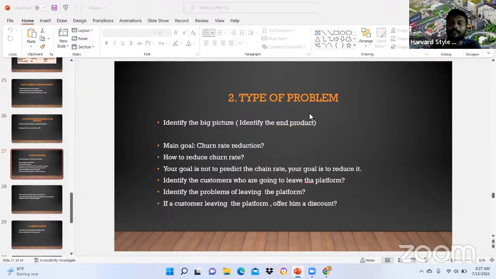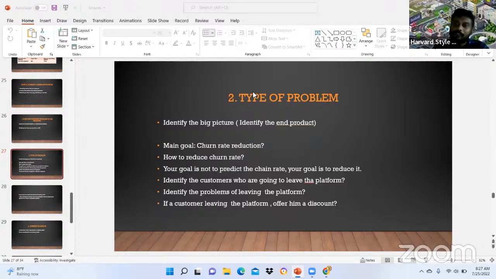As an example, now you want to identify who are the people leaving the platform and who are the people not leaving the platform. If it is so, it is a classification. But if you want to identify the amount of people leaving the platform, or the probability of people leaving the platform, then it is a regression problem. Like that you have to understand and define it.